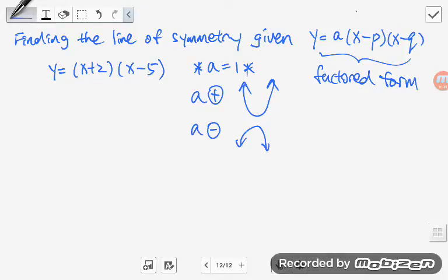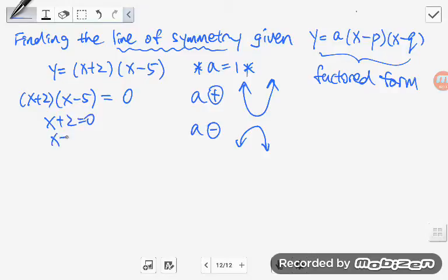Now, let's see how this factored form is going to help us in terms of finding the line of symmetry, because ultimately that's what we are doing here. You should know that factored form is very helpful to help us find the zeros or the roots. So I'm going to say x plus 2, x minus 5. To find the roots or the zeros, I just make my y equal to 0. So I have x plus 2 is equal to 0, so my x is equal to negative 2. Or I can have x minus 5 is equal to 0, so my x is equal to 5.